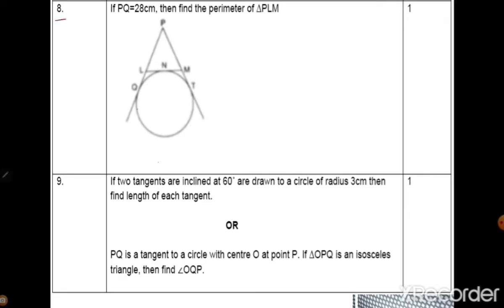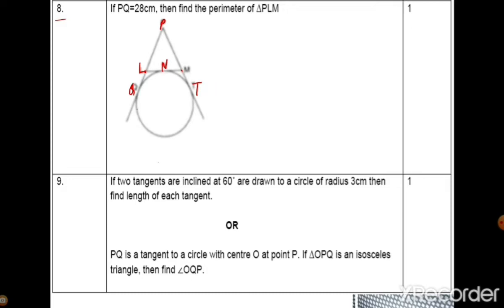Now come to our 8th question. That is, if PQ is 28 centimeter. Let this be P. Write it again, P. Here is point Q. Here is point T. This is my point L. And here is point N. And this one is point M. Now we know that the lengths of tangents from an external point to the circle are equal.